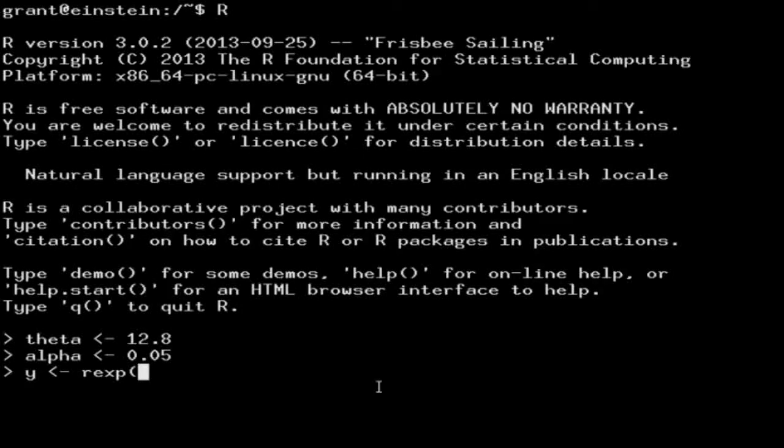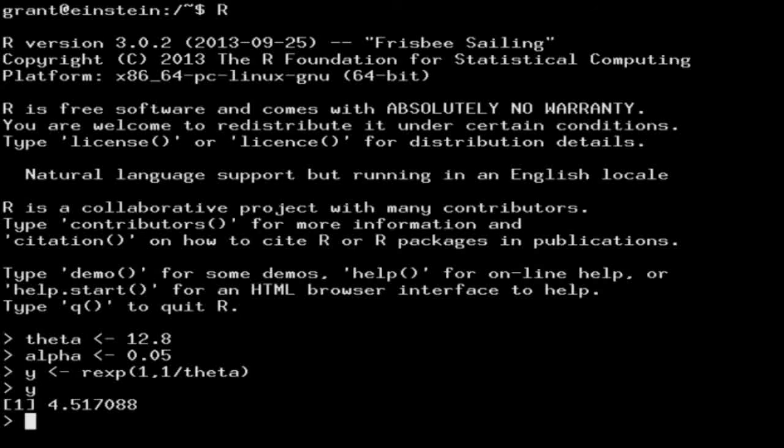So we want to take a random sample of one value with a parameter of 1 over theta. And so we get a y value of 4.517088. Okay, so that's our sample value. So we want to be able to estimate our confidence interval from that.